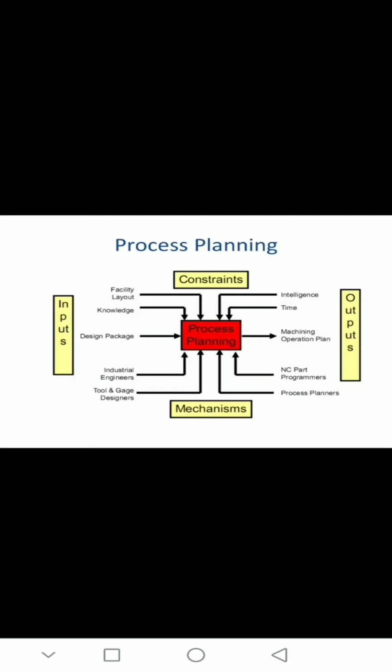Then the constraints. The constraints are the facility layout, the layout of the factory, whether it is a conventional layout or a group technology layout. That has to be decided to do the process planning. The knowledge of the process planner is most important: he should know how many machines are there, how many tools are there, and what kind of tools are there, so that he can prepare a process plan neatly. Then the intelligence of that process planner, and the time, is a main important criterion in process planning.